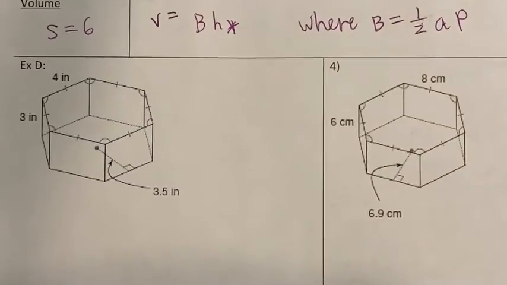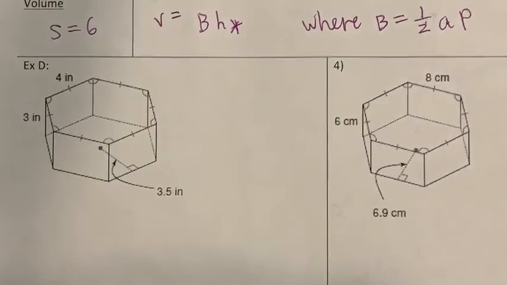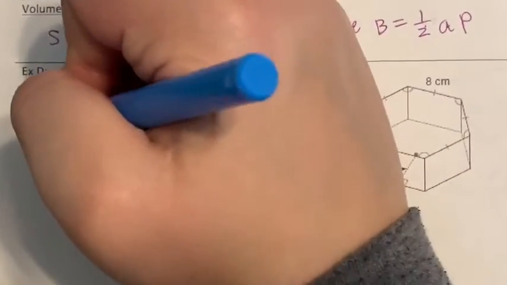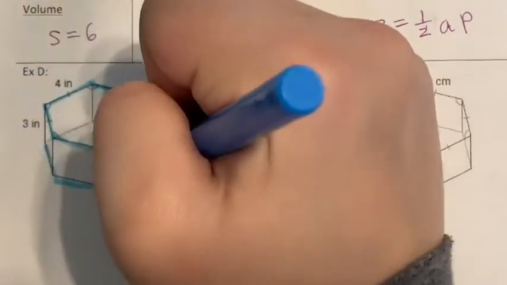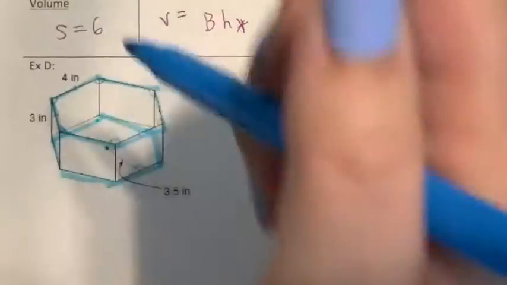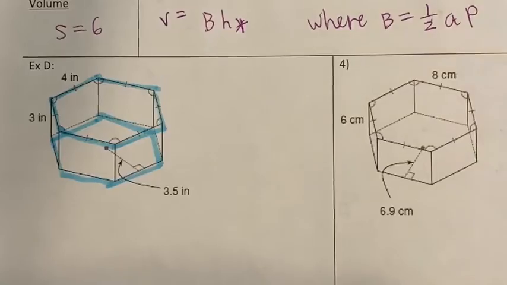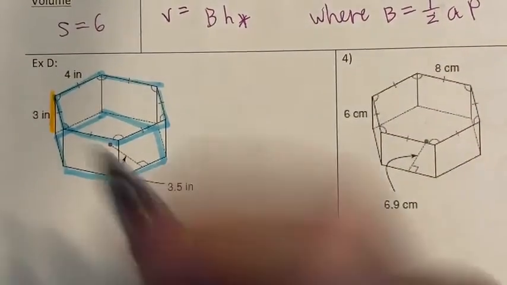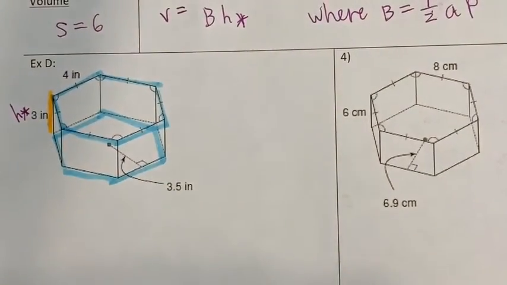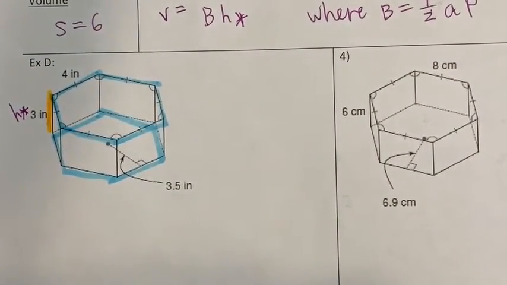Very last example. So in this figure, you can see I have a hexagon on the top of my figure. I have a hexagon on the bottom of my figure. And then how much it is being stacked is right here, the 3 inches. So right away, label that as your H star, the true height, how much it's being stacked. I need to do some scratch work.